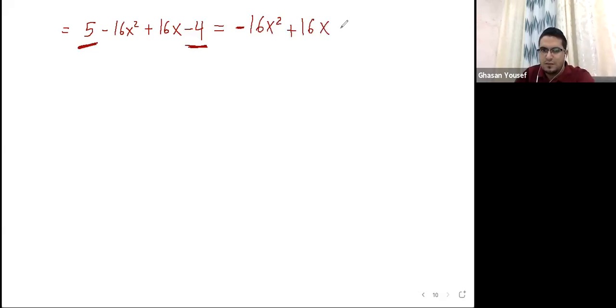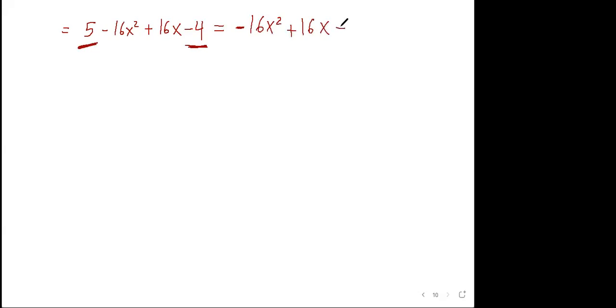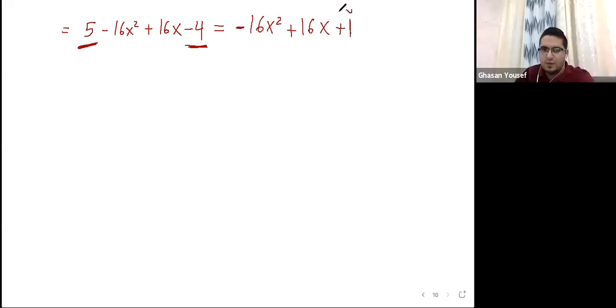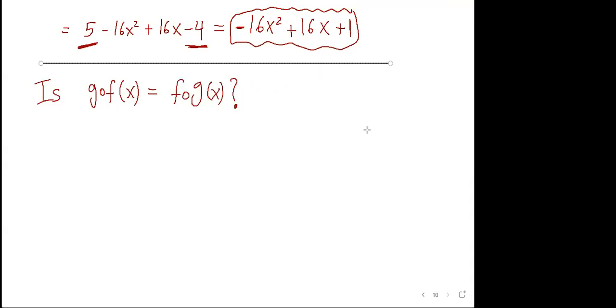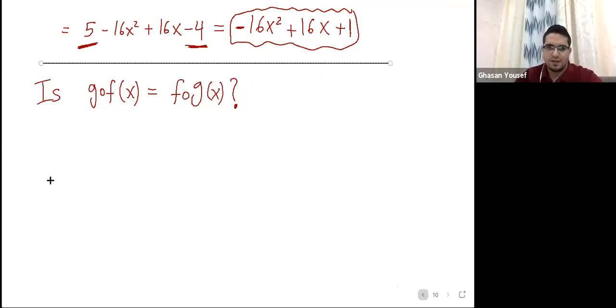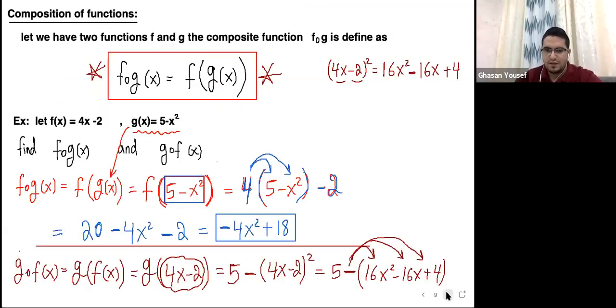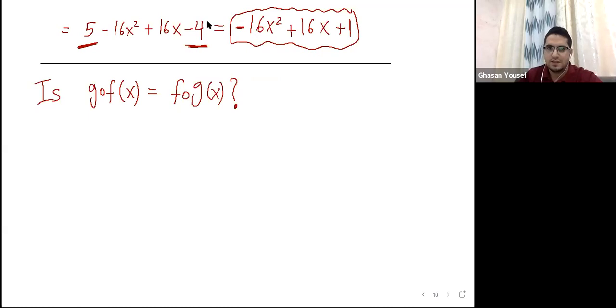What is it? Plus 1, exactly. Plus 1. So my question now is: is g circle f of x the same as f circle g of x? No, it's not the same. Exactly. Thank you so much. It's not the same. Look, g circle f here is minus 16.